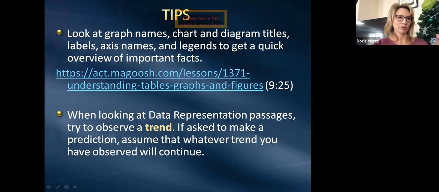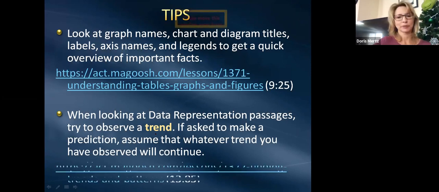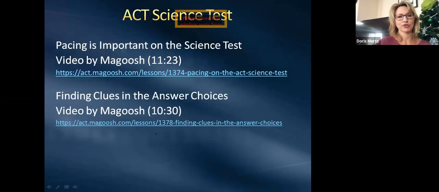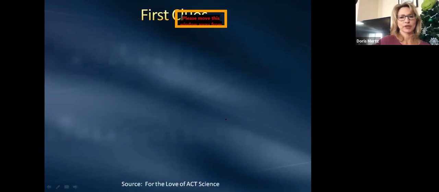Even if it's in a table, you're going to be looking for a trend, like is this increasing or decreasing as they change something else. So there's some Magoosh videos on that. There's Magoosh videos on pacing and finding the clues. So those are good ones to watch too, and they're free.